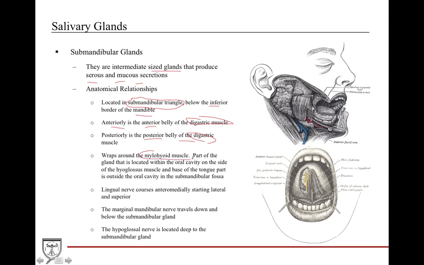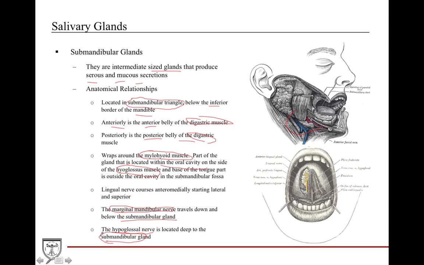It wraps around the mylohyoid muscle, and part of the gland is actually located within the oral cavity on the side of the hyoglossus muscle. And at the base of the tongue, part of the outside of the oral cavity is the submandibular fossa. So the lingual nerve actually will course anterior-medially, starting lateral and superior to this. The marginal mandibular nerve, which is a branch off the facial, actually travels down and below the submandibular gland right around the mandible pole. And the hypoglossal nerve is located deep to the submandibular gland.